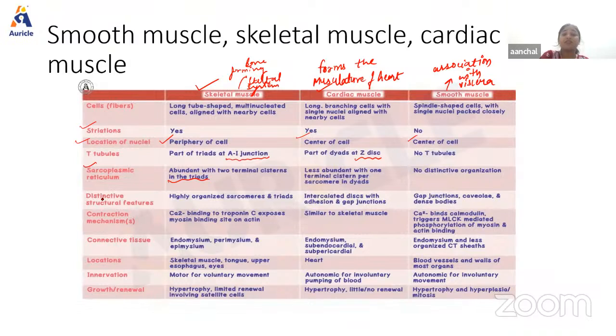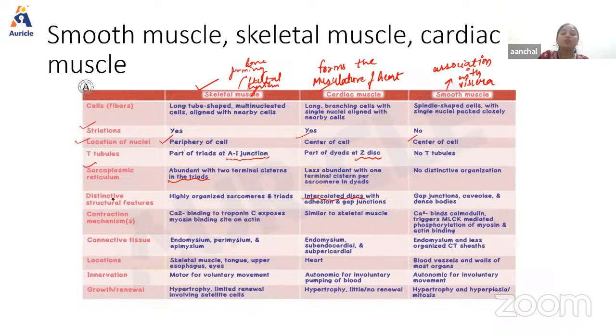Okay. Now talking about the distinctive structural features, the skeletal muscles have highly organized sarcomeres and also triads are present, whereas in cardiac muscle, the very important feature is that intercalated discs are present with adhesion and gap junctions, whereas in smooth muscles, gap junctions, caveolae and dense bodies are present.